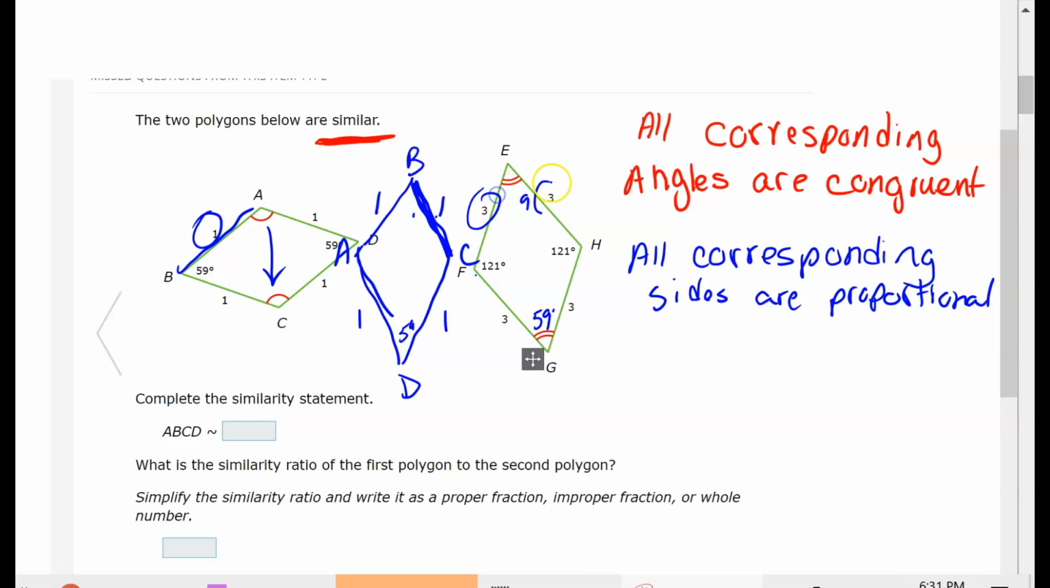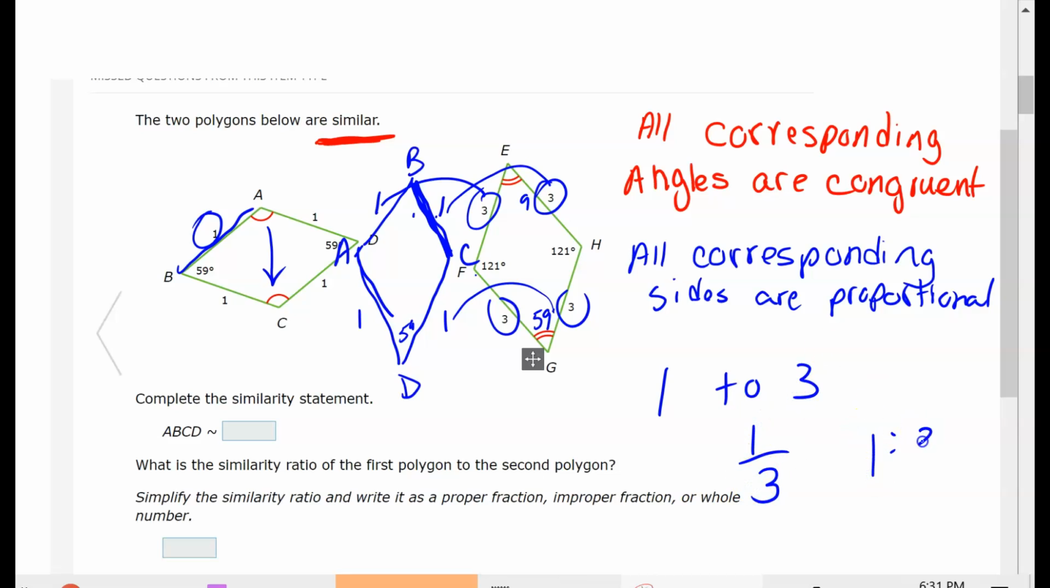And these are 3 all the way around. So 1 times 3 is 3. 1 times 3 is 3. So the proportion is 1 to 3, or 1/3, or 1 to 3. They all mean the same thing. These are the ways you write proportions. But that's not what it's asking. Or I guess it does.